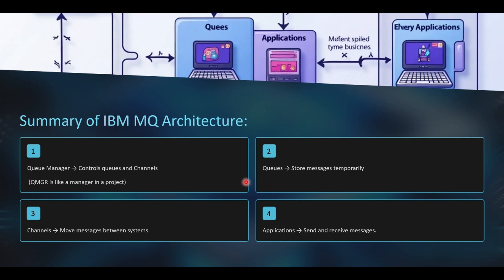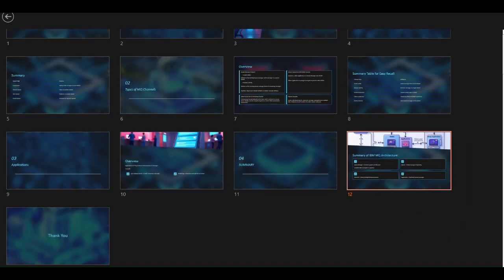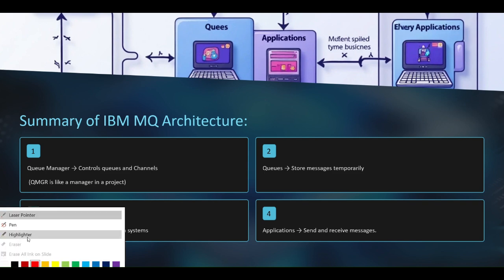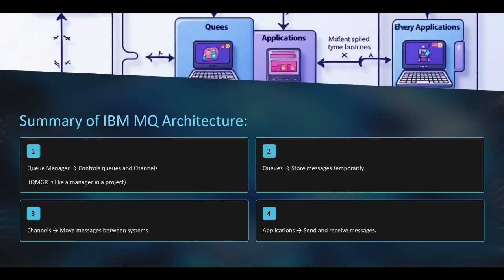And the second one is queue. There are different types of queues, like local queue, remote queue, alias queue, model queue, and so on. Only a local queue can hold messages. Make a note of it.